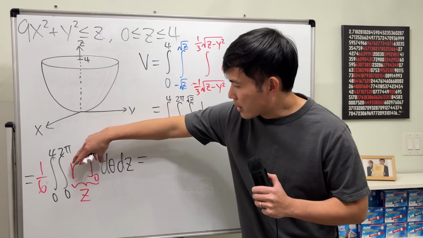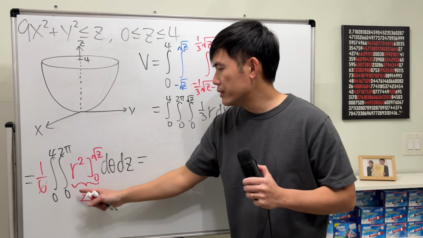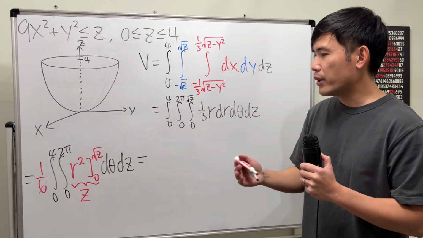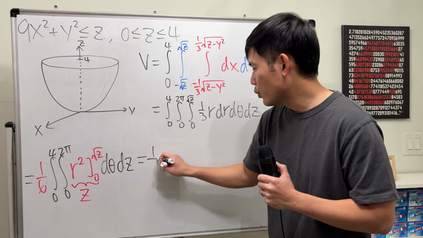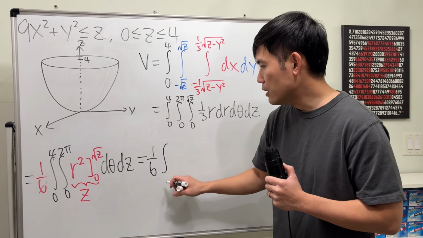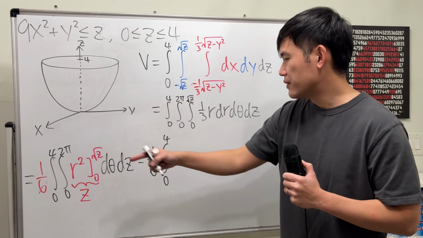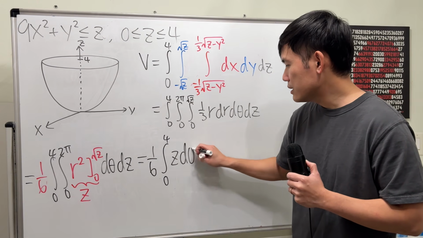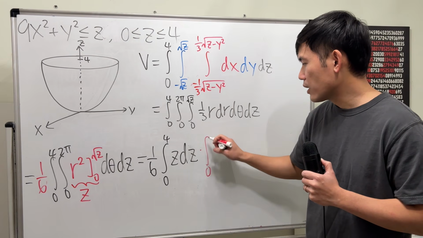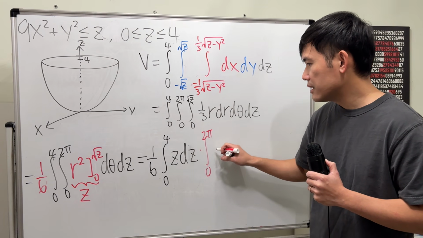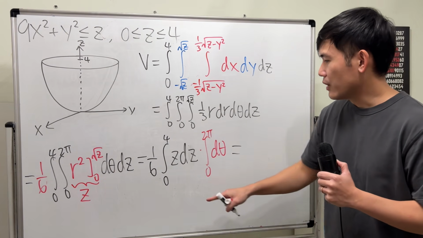Now, in the inner part, we have z in the theta world. It's just like a constant. I can put this on the outside here. And then I'm just going to separate the two integrals. I think it's easier. So all the way in the front, that is still 1/6. And then I will have the integral going from 0 to 4. I can put down the z first, and then dz. And then multiply by the integral going from 0 to 2 pi of just d theta. Okay? Now figure each part out.